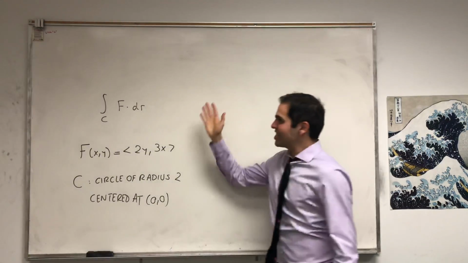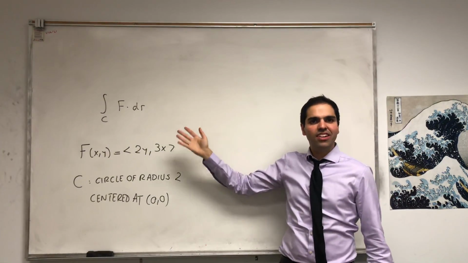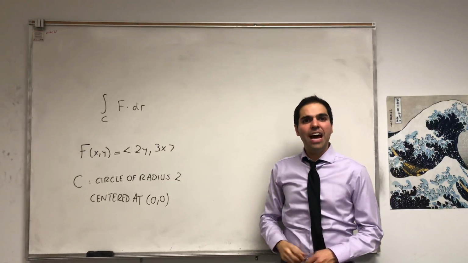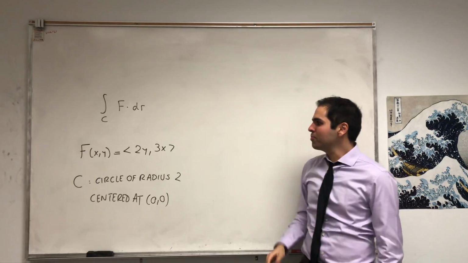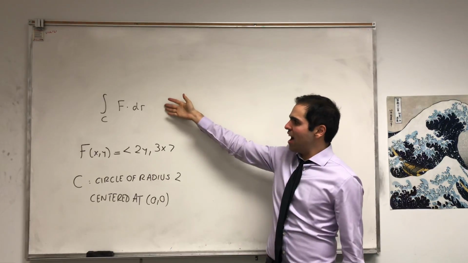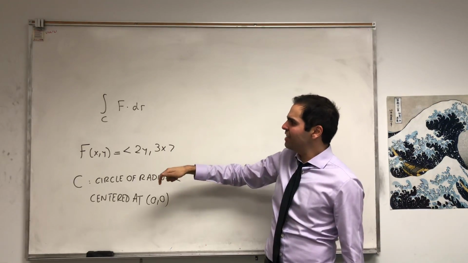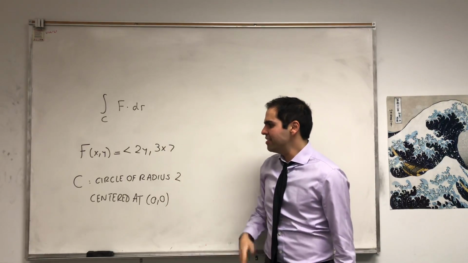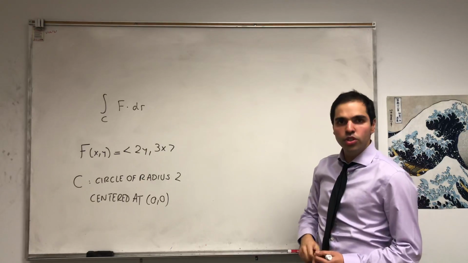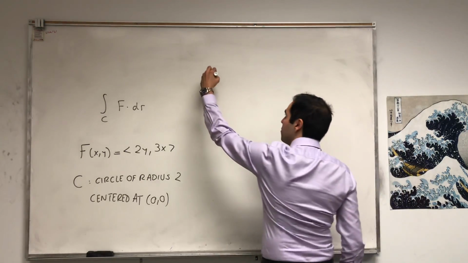Alright, thanks for watching, and today I would like to discuss two pitfalls that happen when you want to use the fundamental theorem of line integrals. So let's try to evaluate the FTC for line integrals where F is (2y, 3x), and C is a circle of radius 2 centered at (0, 0).